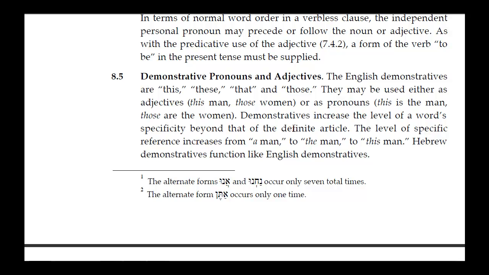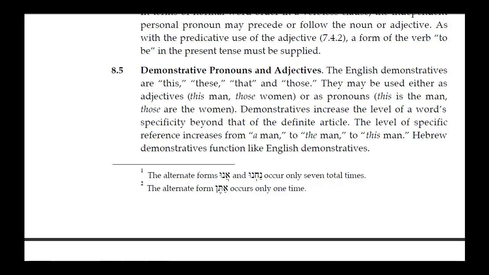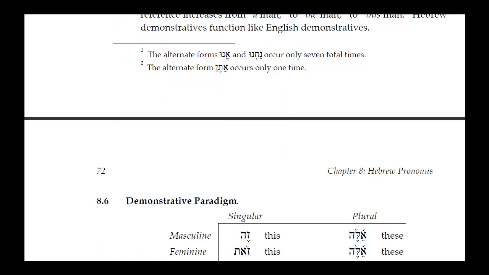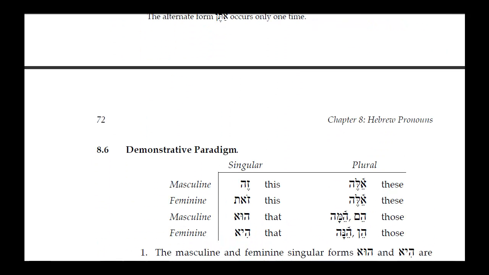Demonstratives increase the level of a word's specificity beyond that of a definite article. So you could say the book, which is more specific than a book, but when you say this book, it's more specific than the book. So the reference increases from a man to this man. So Hebrew demonstratives function like English demonstratives in that they bring a greater amount of specificity right there.